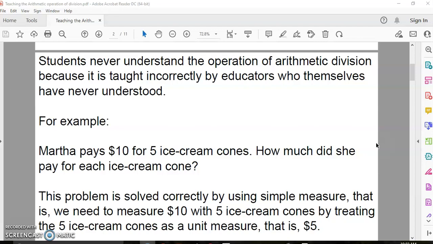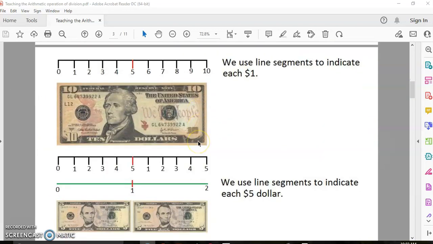So for example, Martha pays $10 for 5 ice cream cones. How much should she pay for each ice cream cone? So this problem is solved correctly by using simple measure. That is, we need to measure $10 with 5 ice cream cones by treating the 5 ice cream cones as a unit measure, that is $5.